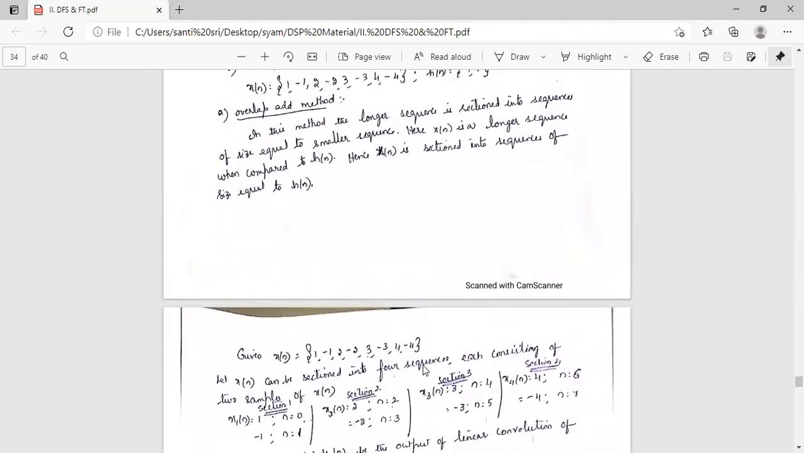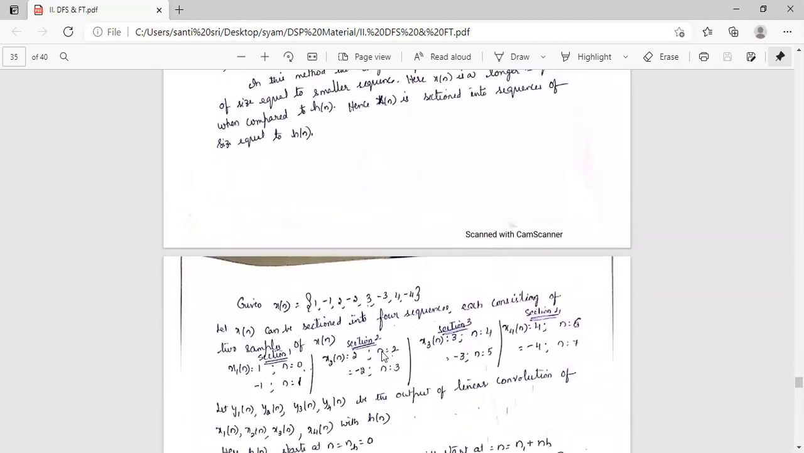Because the size of h of n is 2. Given x of n is 1, minus 1, 2, minus 2, 3, minus 3, 4, minus 4, and x of n can be sectioned into 4 sequences, each consisting of 2 samples of x of n. So the first section consists of x of n is 1, minus 1: for n equal to 0, it is 1, and for n equal to 1, it is minus 1.